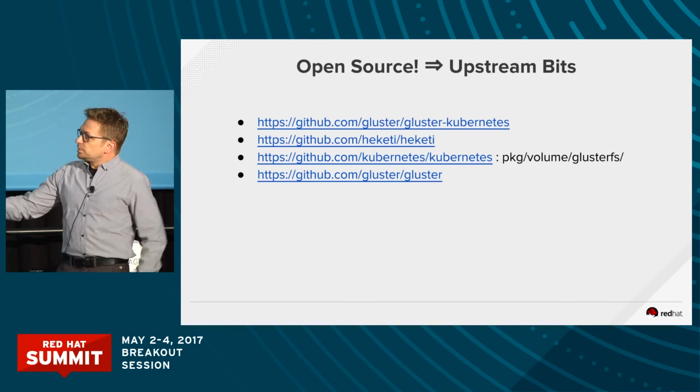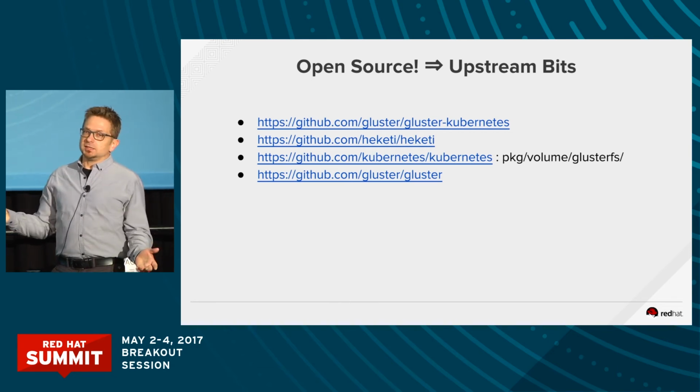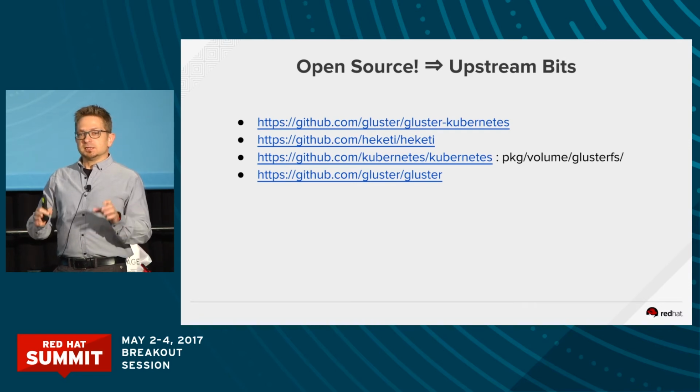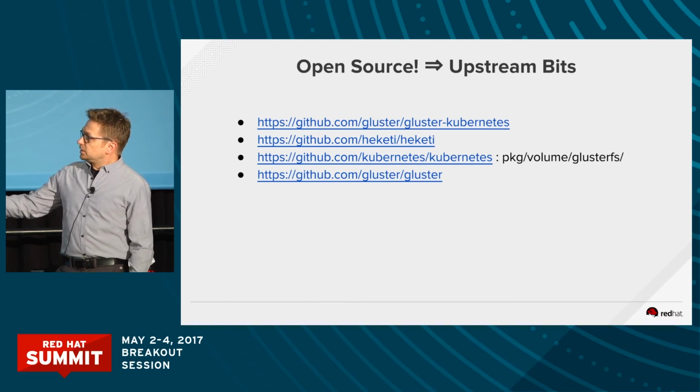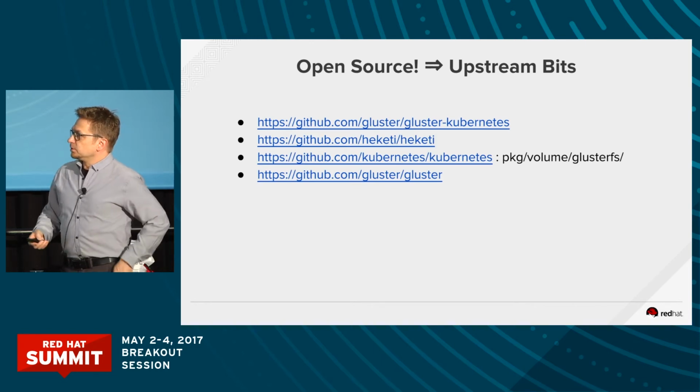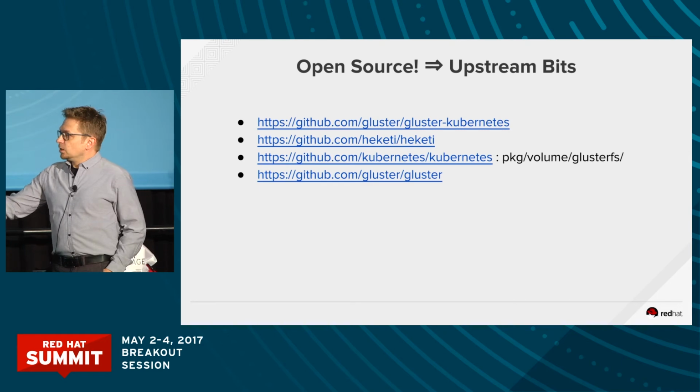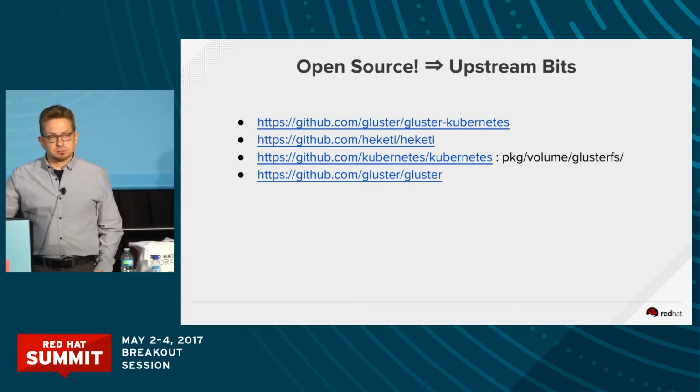Heketi has its own space on GitHub. But I like to see it as part of Gluster. It's really the high-level piece of Gluster volume management. And the components in Kubernetes I've been talking about are residing in the package volume GlusterFS directory underneath the Kubernetes main repository. And of course, here is the main home of the GlusterFS distributed storage system.